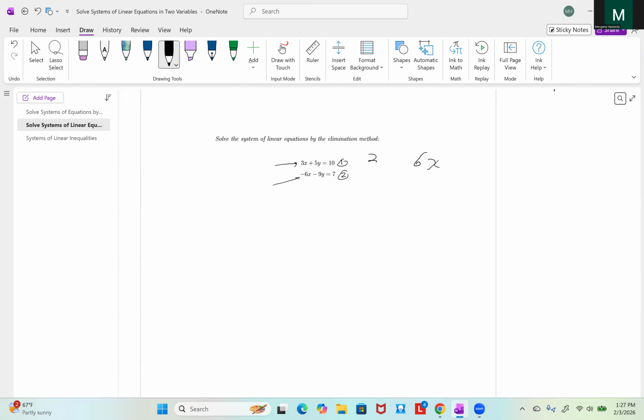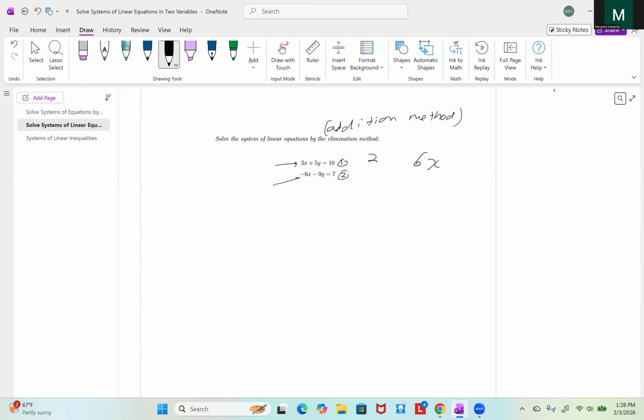Okay, so these are the type of things that we are doing to eliminate. That's what we call the elimination method, because we're eliminating one of the variables by adding. It's called the elimination method. Another name for it is the addition method. We're eliminating a variable by adding the two equations in the system. So this is another name for it, addition method.